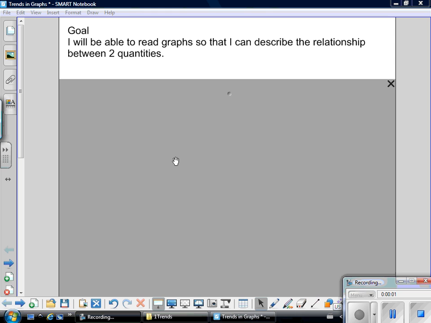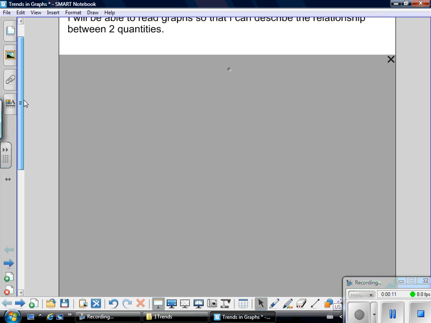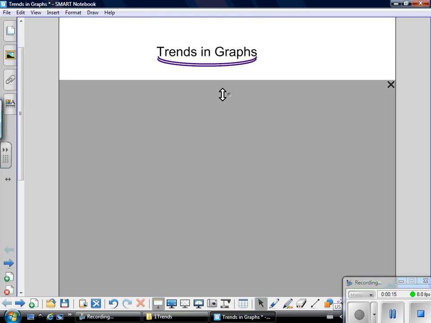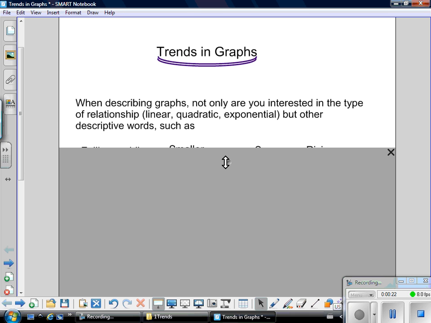First lesson for this actual new unit. So our goal is: I will be able to read graphs so that I can describe the relationship between two quantities. All right, so what we're really looking at is trends in graphs. Now it's a little bit different than just saying what relationship it is.